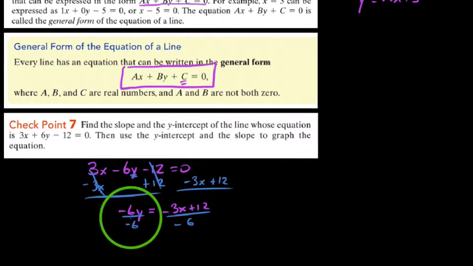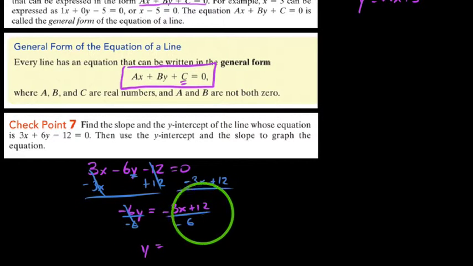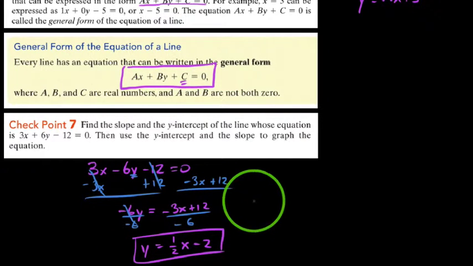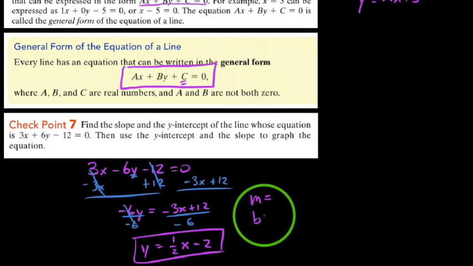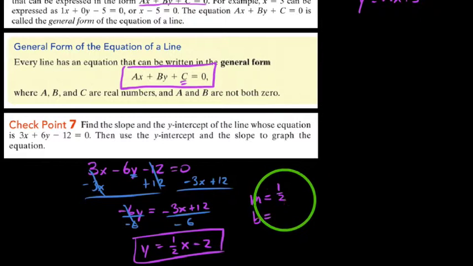Because this is a monomial divisor, basically a one-term divisor, we can divide everything on the right by negative 6. A negative 3 divided by a negative 6 gives us a positive 1/2, and I'm going to put the x off on the side. Then a positive 12 divided by a negative 6 is negative 2. Recall that the things we were after were the slope and the y-intercept. I can easily see now that our slope is a positive 1/2, a rising graph from left to right, and that our y-intercept is negative 2.